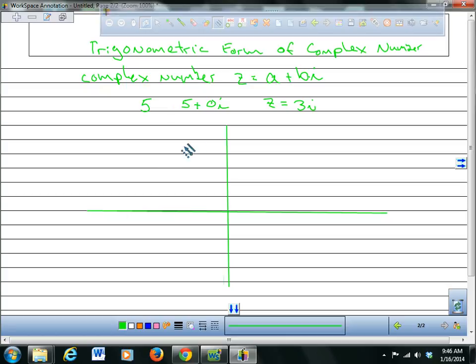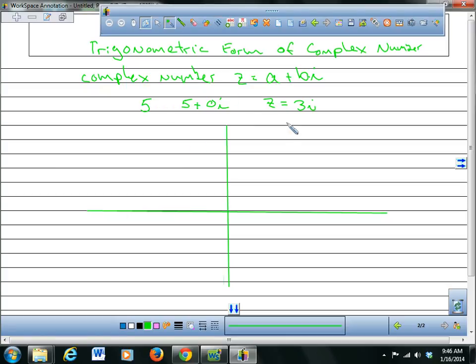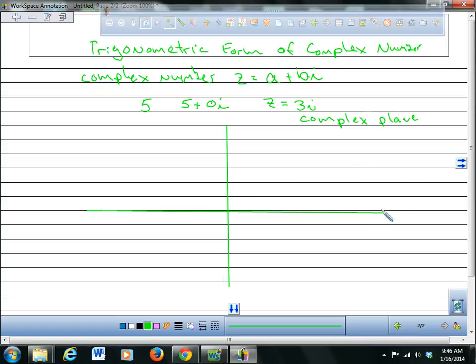Okay, so we're going to be graphing imaginary numbers in the complex plane. So this is a complex plane, and instead of this being x and this being y, this is called the real axis over here, and this is called the imaginary axis over here. This is all in your book.